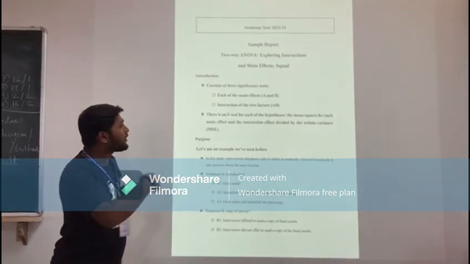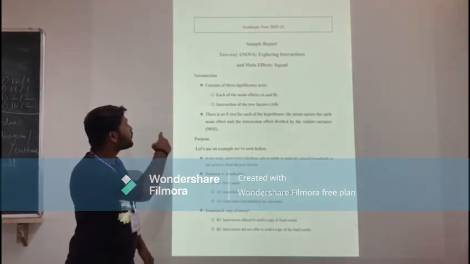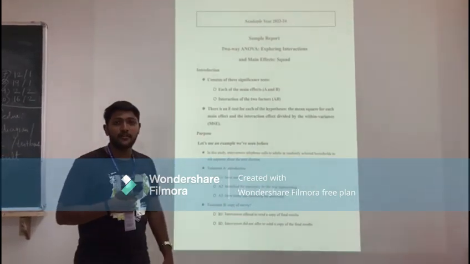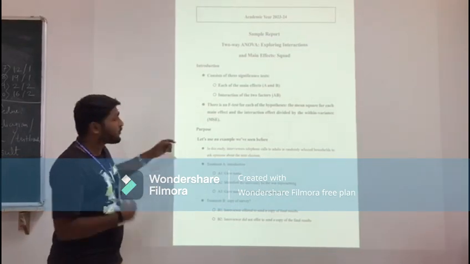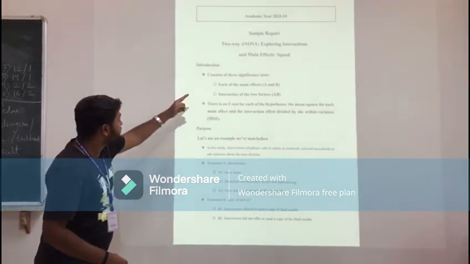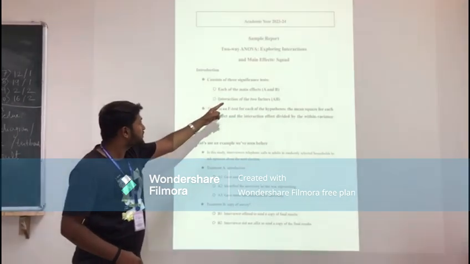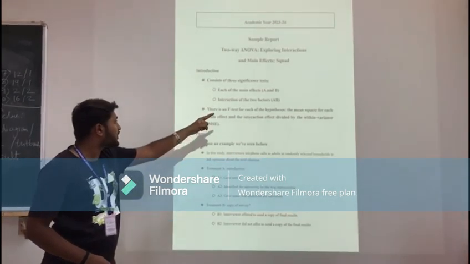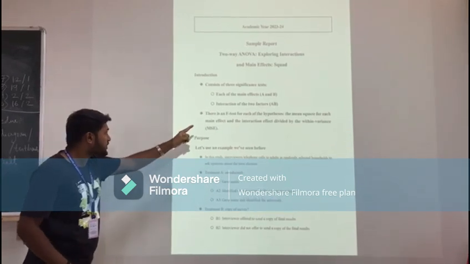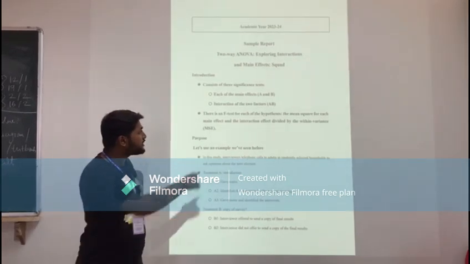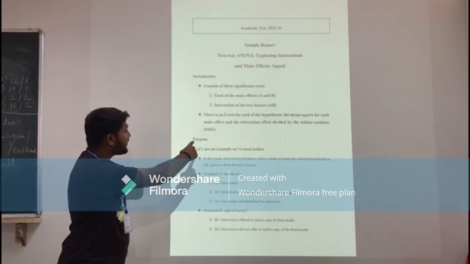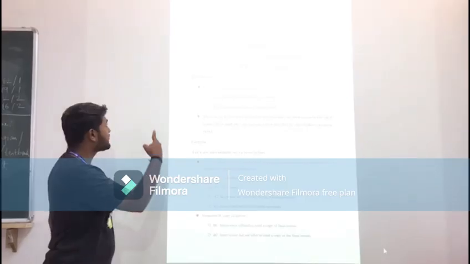Myself Akshay Mathapati, and our topic is two-way ANOVA, exploring interactions, and our team name is Squad. I am giving the introduction. This consists of three significant tests: each of the main effects of A and B, and the interaction of the two factors A and B. It uses the F test of each hypothesis, and the mean square of each main effect and the interaction effect divided by the error mean square in two-way ANOVA.